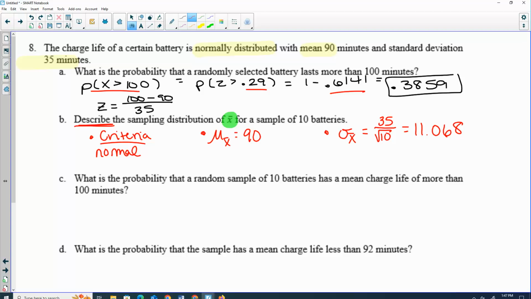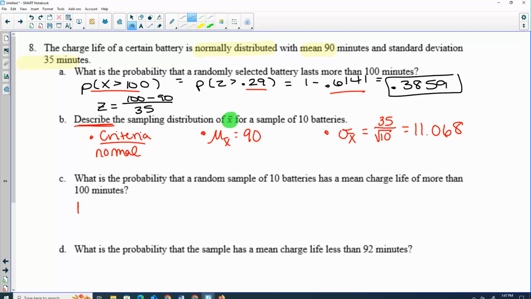So if I ask you to describe a sampling distribution, what three things do I want? Criteria, mean, standard deviation. Now, part C, I want the probability that a random sample of 10 batteries has a mean charge life of more than 100.